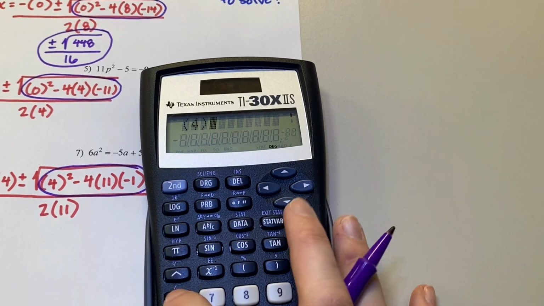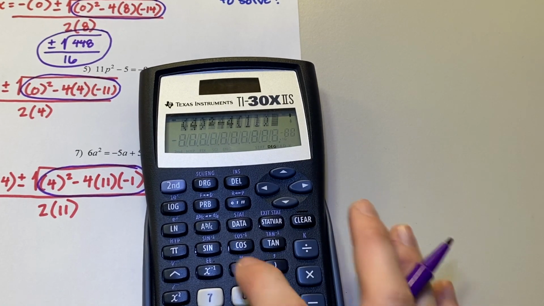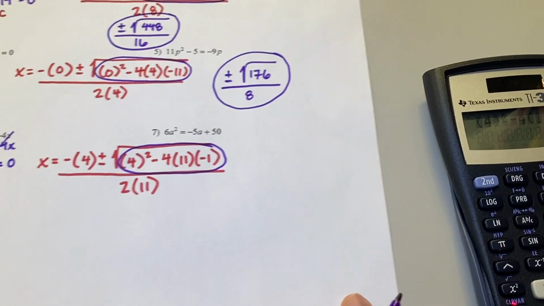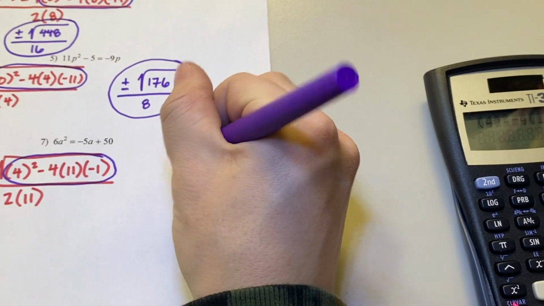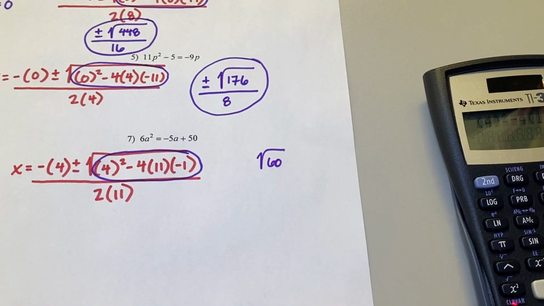Parentheses, 4 parentheses squared, minus 4 parentheses, 11 parentheses, parentheses, -1 parentheses. What'd you get, Kay? 60. I agree. Beautiful. Okay, so we get square root of 60. That whole big piece just turned into 60. That's great.